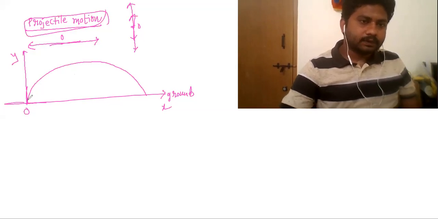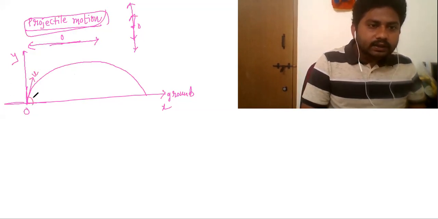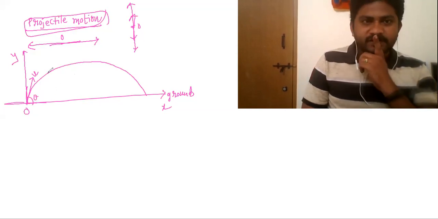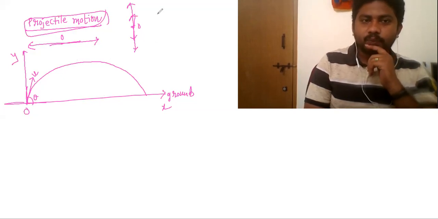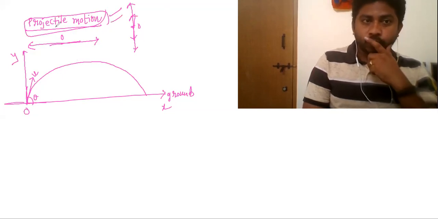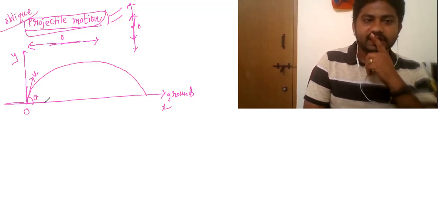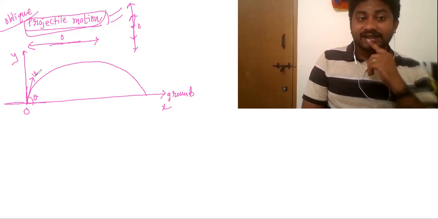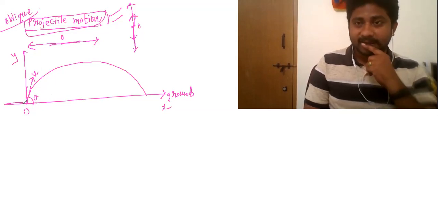See here, what is the angle here? It is theta. With some velocity u, we throw the body and the body moves in this path. This motion of the body is called projectile motion, and more exactly this is called oblique projectile, because the initial velocity is making some angle theta with the x-axis.